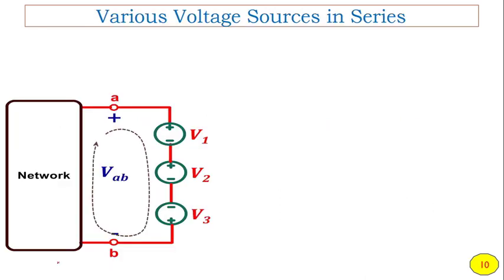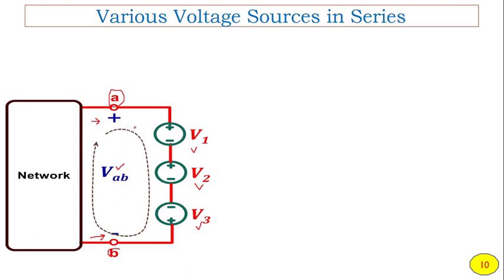Let us apply KVL to a loop where various voltage sources are connected in series. Take an example. Here voltage sources V1, V2 and V3 are connected in series between the terminals A and B, and this is the other part of the circuit. Let's suppose the voltage between the terminals A and B is VAB with A positive and B negative. Now let's apply KVL in this loop.